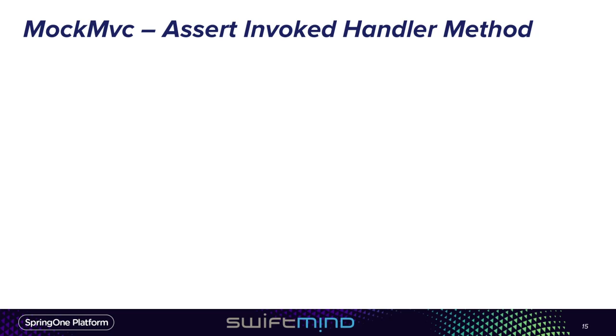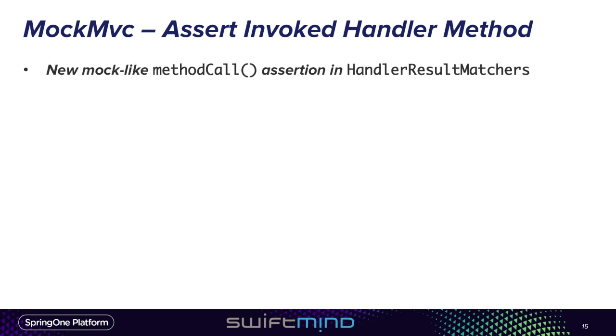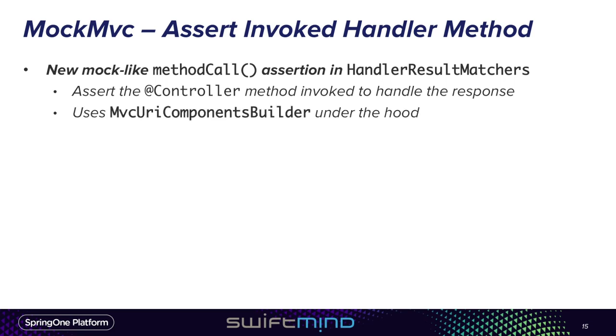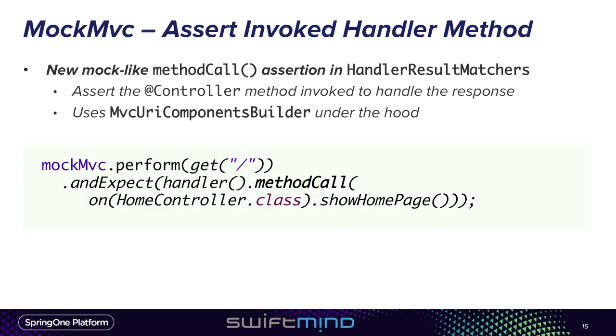Another cool feature with Spring MVC Test, you can now assert which handler method was invoked with a Mockito-like feature. You could have done it in the past just based on the name, but now there's a new method call assertion in handler result matchers. And you can assert the controller method that was actually invoked to serve the response. Under the hood, this uses MvcUriComponentsBuilder, which is part of Spring MVC, not part of the test. And I'll point that out in the example here.